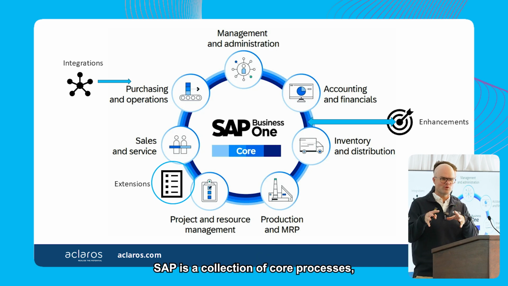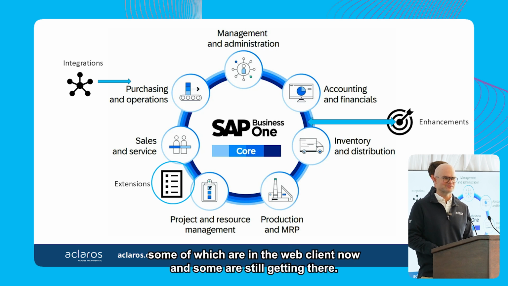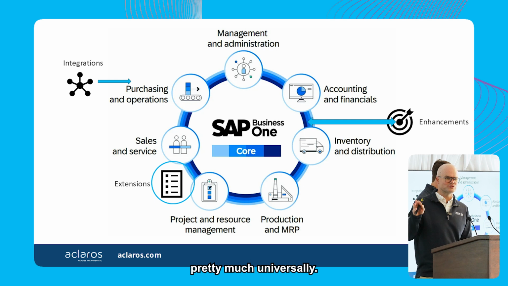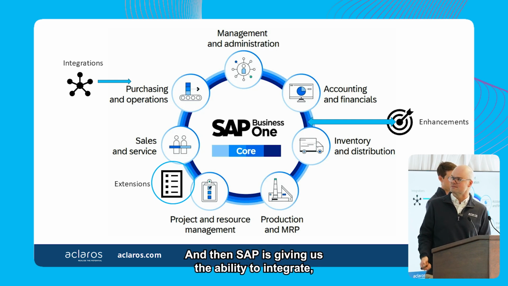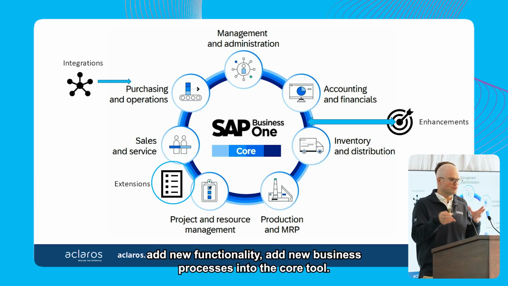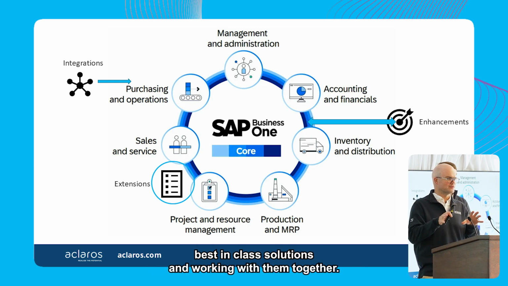SAP is a collection of core processes, those 15 modules that we talked about earlier, some of which are in the web client now and some are still getting there. But those are the business processes. Those are the best practice business processes across organizations pretty much universally. And then SAP is giving us the ability to integrate, extend the existing solution, add new functionality, add new business processes into the core tool. Whereas earlier in the integration session, we talked about taking different best-in-class solutions and working with them together.